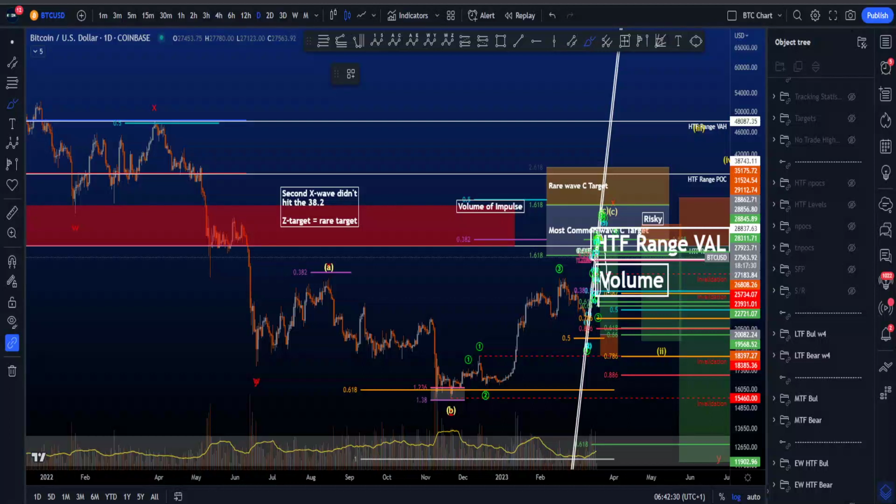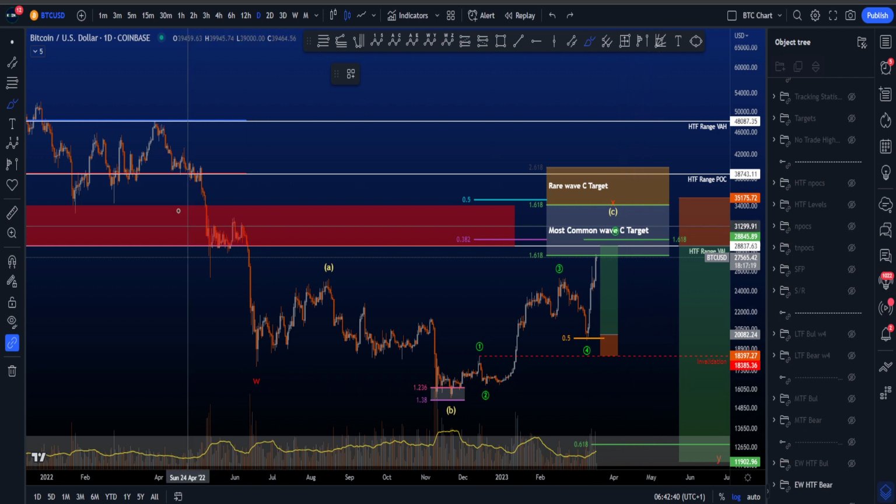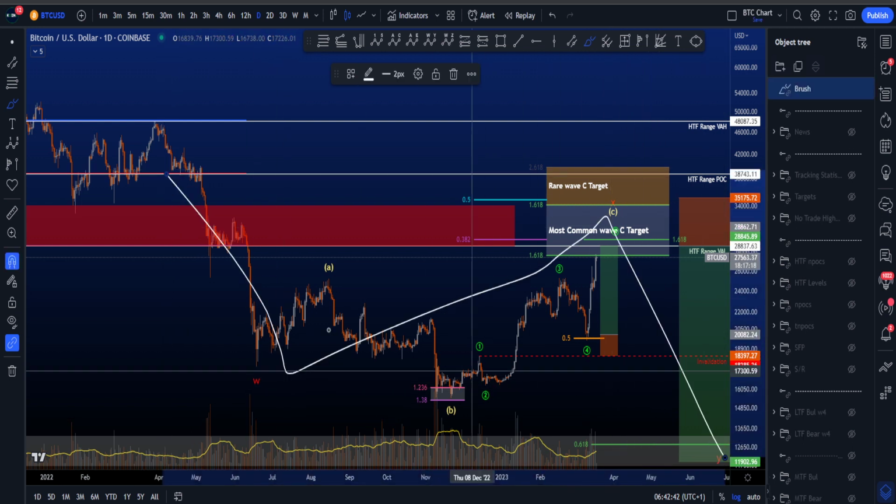Hi everyone, let's go through my preferred and alternative bullish and bearish high time frame, medium time frame and low time frame scenarios, including potential trading setups.